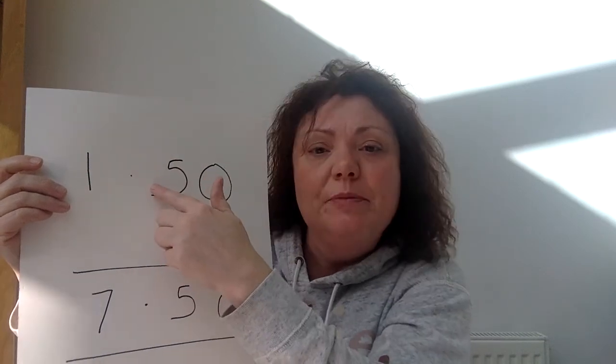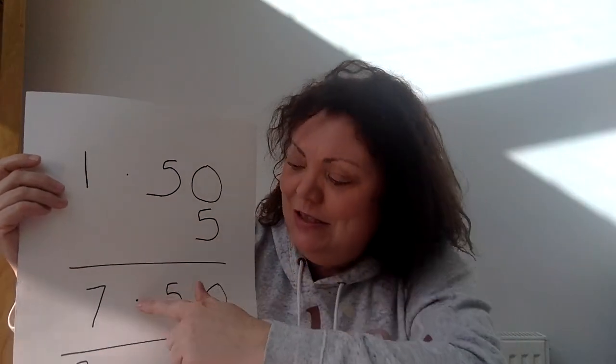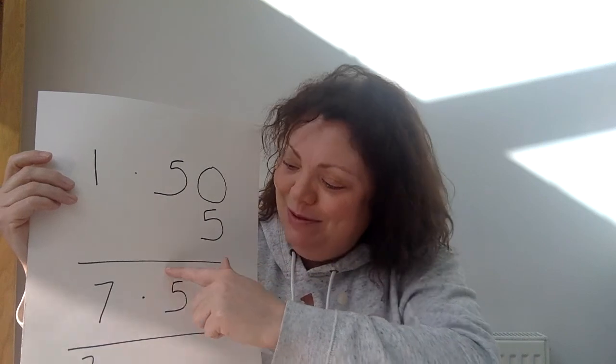1, 2. So we need to pop it back in, don't we? 1, 2. There we go. So we've counted those decimal places. There's 2 there, those decimal places there, and there's 2 there as well. You got it, Year 6.